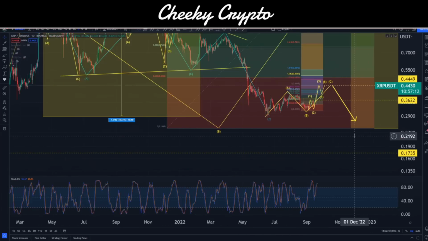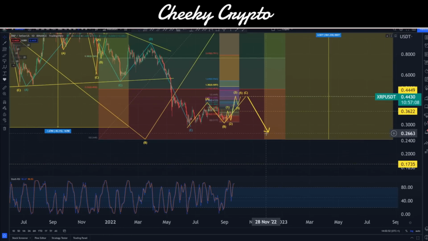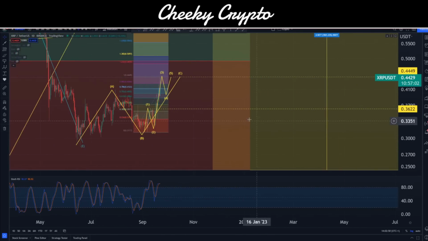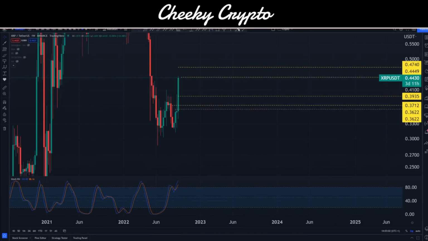Now, our targets for this haven't changed. They are still down at 23 to 26 cents. They are still a little bit lower as we head down a little bit further in the price charts. And again, our weekly is very much aligned to this as well. As we come up into our weekly chart, you can see that stochastic RSI is up here as well.